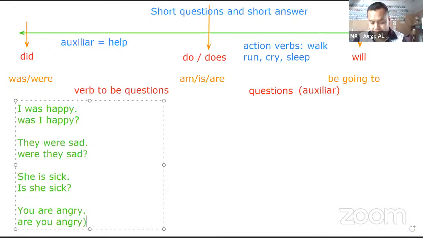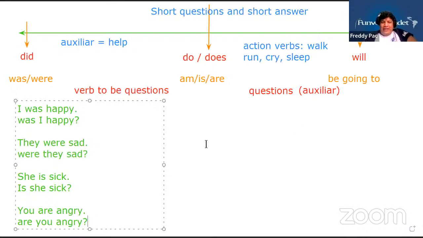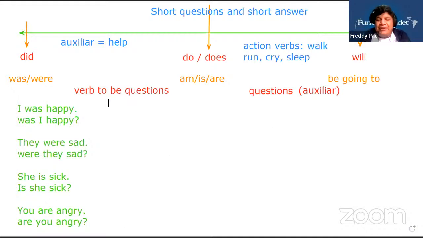Question mark. Don't forget that, because if we are talking about questions, we need to use a question mark. You see, I am creating questions with the verb to be.